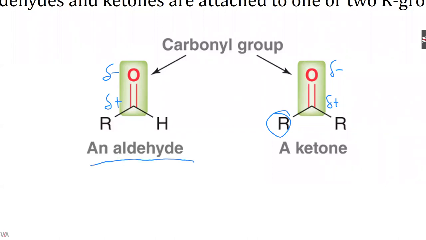Less electron donating groups, because it has fewer electron donating groups, it's not as covered up. Basically, that partial positive charge is more exposed on an aldehyde. So you're right on your logic for thinking about it in terms of electron donating groups.